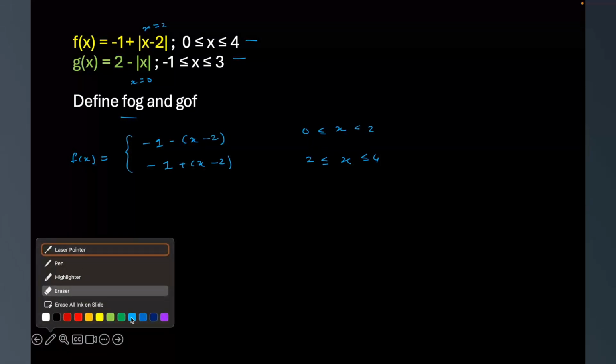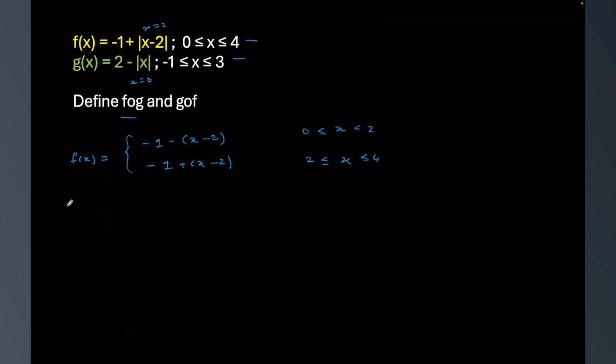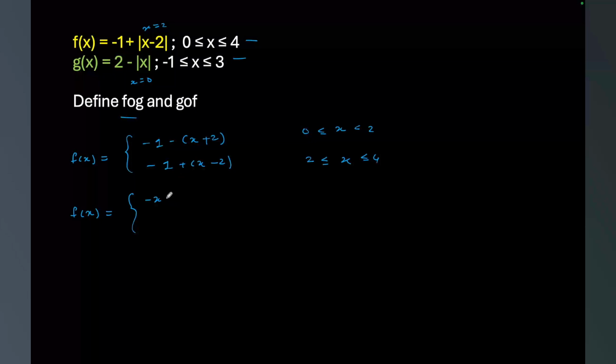Okay, so if I expand this, what do I have? I have -1 minus x, so I'll have minus x. This is a plus 2 now, so -1 plus 2 is basically 1, and then I have x right here, and this is -1 and -2, so this is a -3, right? So I have this for x from 0 to 2, and you can just ignore this, x from 2 to 4, okay? This is my first function.